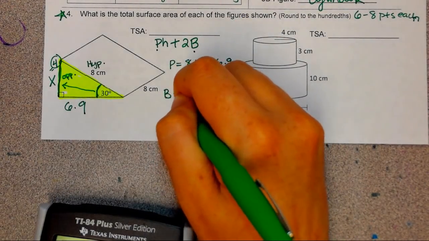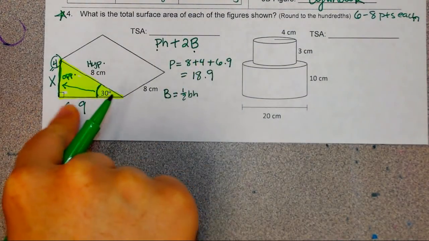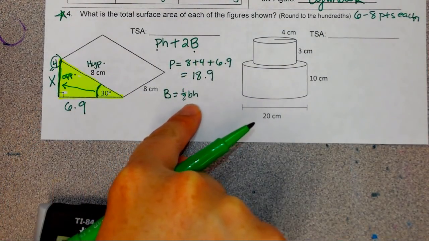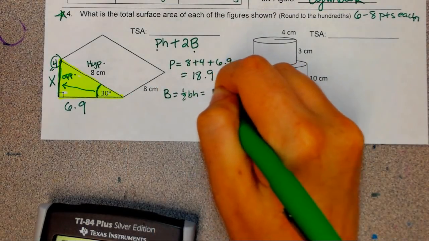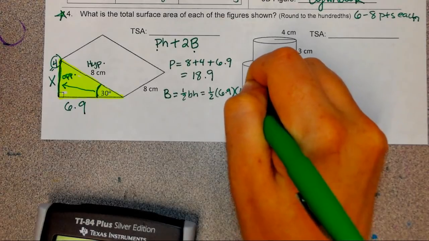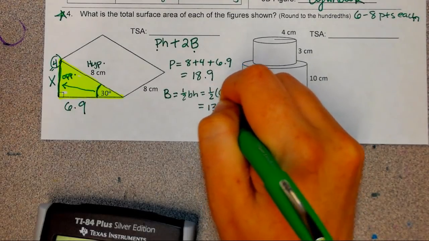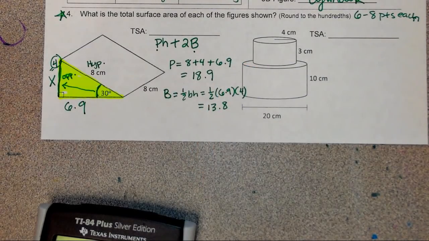Area of the base is going to be 1/2 BH, since this is a triangle. This is the formula for area of a triangle. So that's going to become 1/2 times 6.9 times 4. So we get 13.8 for our area of the base. And now we can go plug everything in.